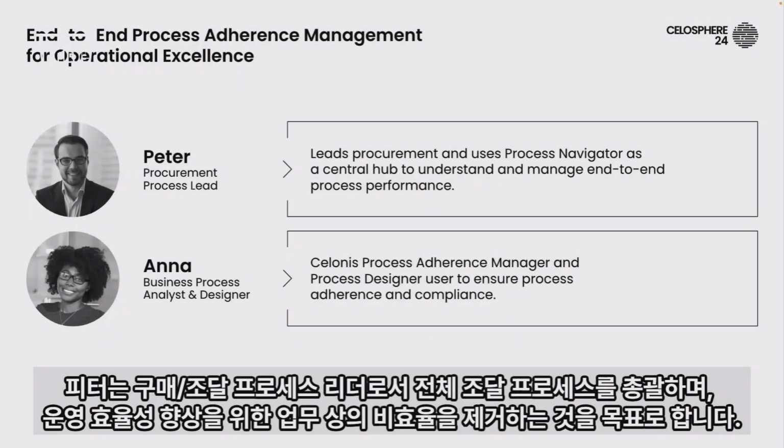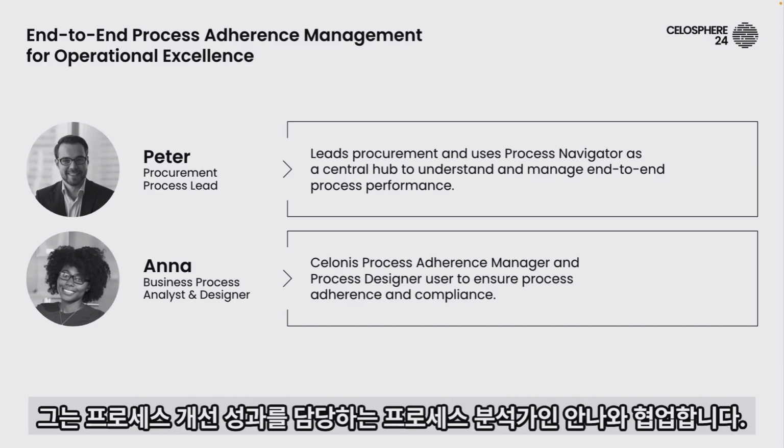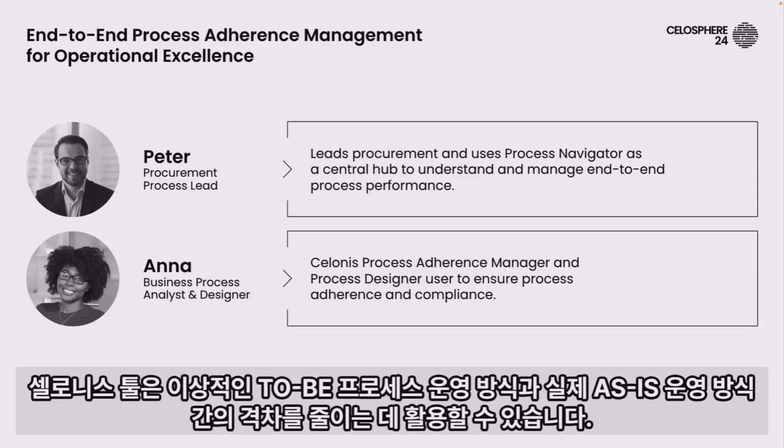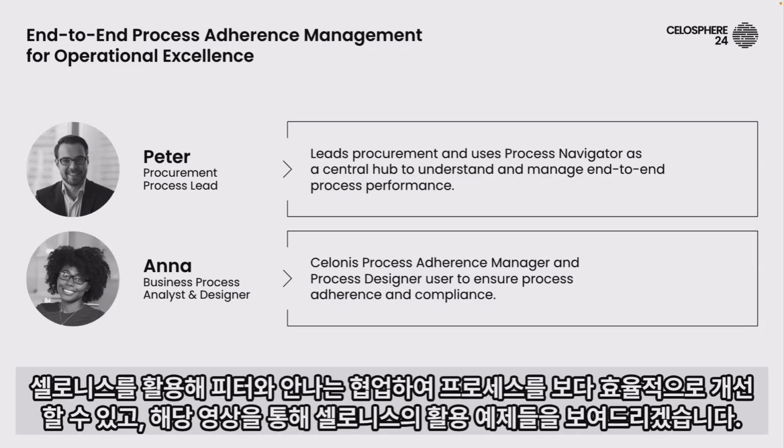Peter, the procurement process lead, oversees the entire procurement process and aims to eliminate inefficiencies as part of an operational excellence initiative. He collaborates with Anna, a process analyst responsible for process performance. Celonis helps them close the gap between how their process should run and how it actually runs, enabling them to work efficiently together to improve their processes.